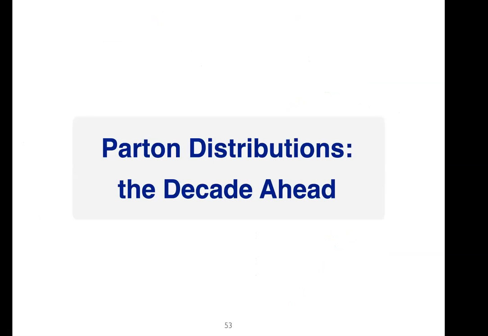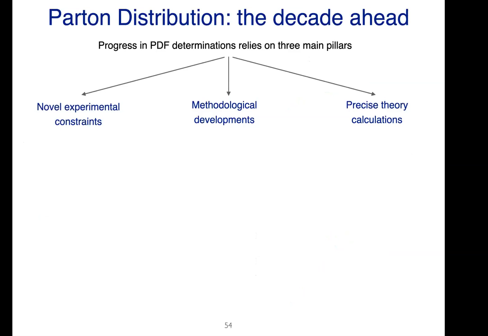Okay, and since I have more or less 10 minutes until my time is over, let me tell you a little bit how I see the future of PDFs. So what's coming, what's the decade ahead for proton structure? Improving PDFs depends on progress on 3 main pillars. First, you need new data, you need to improve your methodology, and then you need better theory calculations.